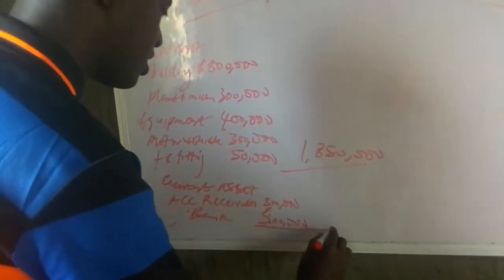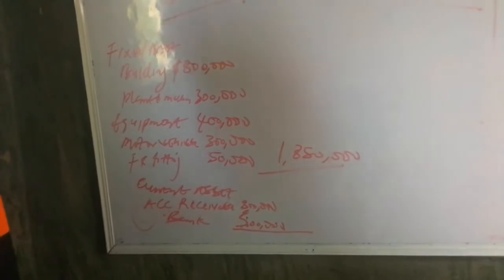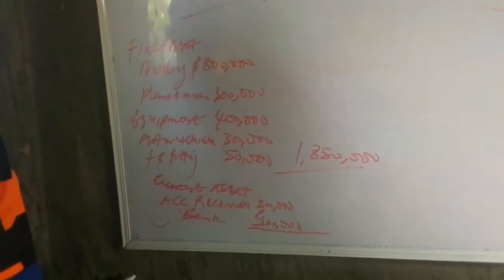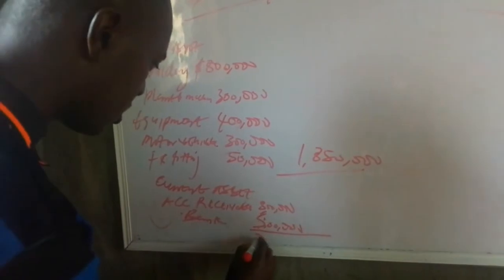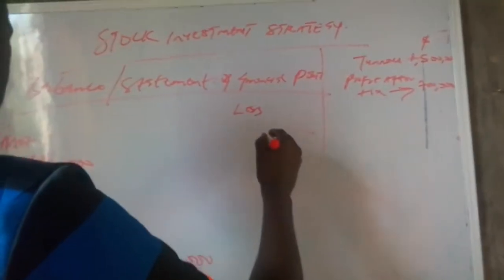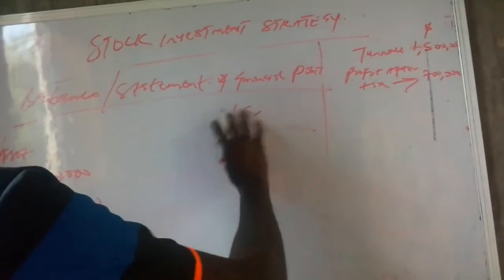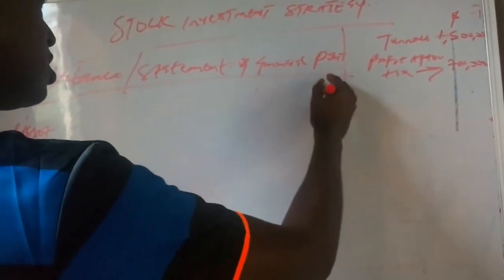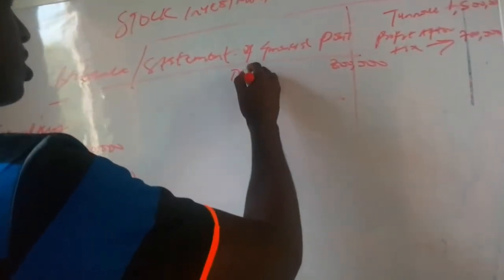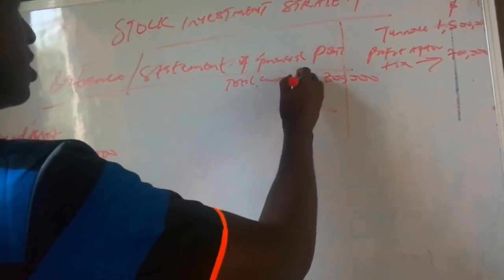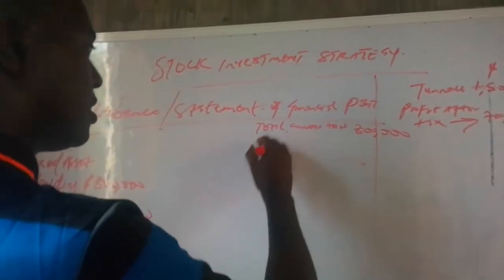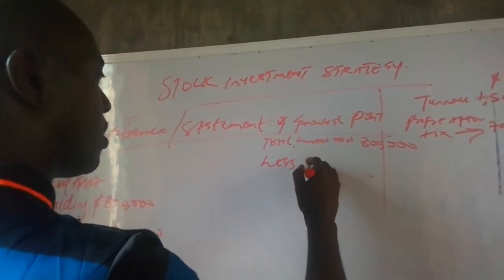So we have this as $800,000. Then we have less current liabilities. Let's carry forward this 800,000. It should be here as the total current assets. So less current liabilities.